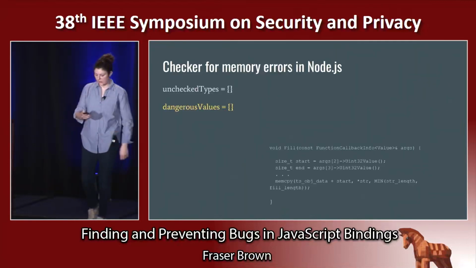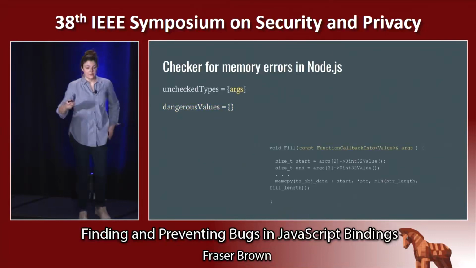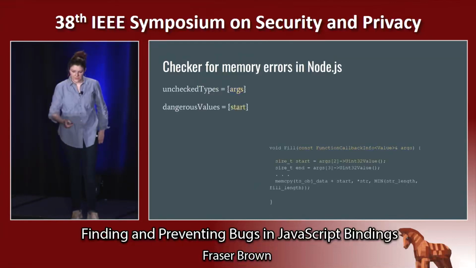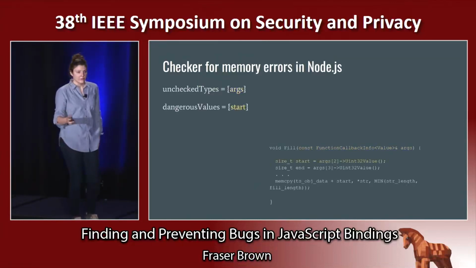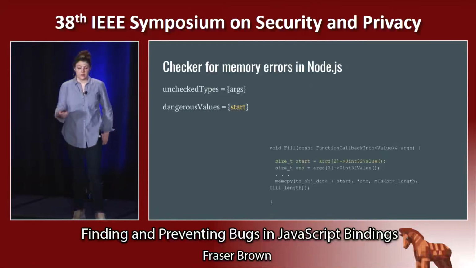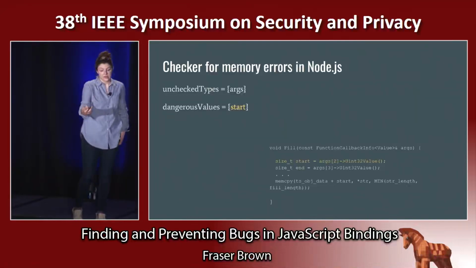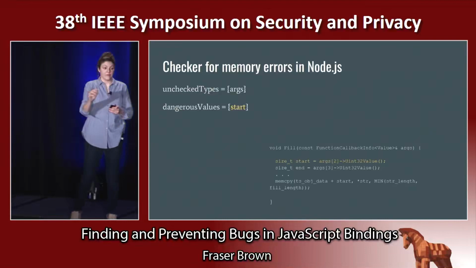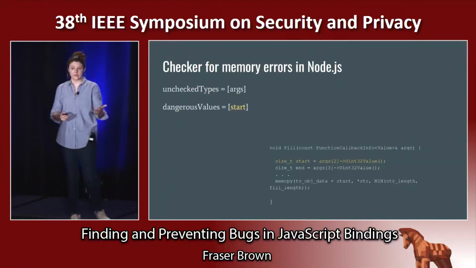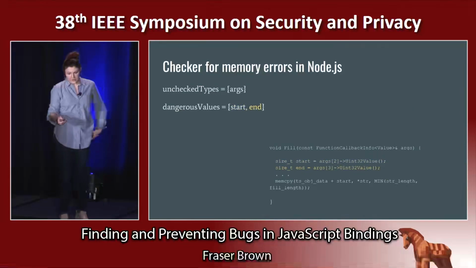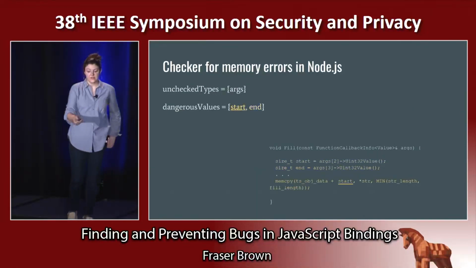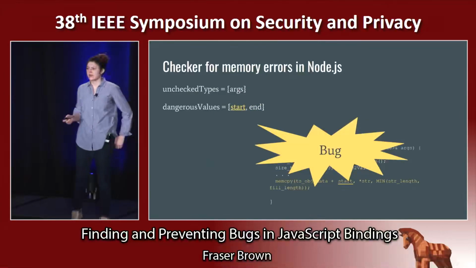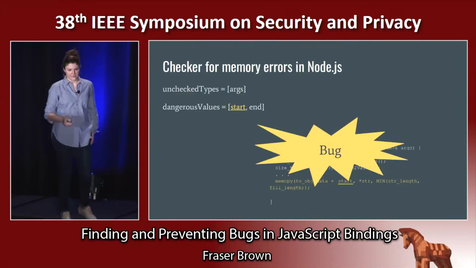This becomes a little more clear when we walk through it. So first, args is the argument to fill, so we're going to add it to unchecked types because it hasn't yet been explicitly type checked. When we get down here, we see that uint32, an implicitly casting function, has been called on argset2, and argset2 has not been type checked, right? So this could potentially call back into user JavaScript, allowing user JavaScript to affect the value of start. So we're going to add start to dangerous values. Same thing with end, and then because start shows up in this memcpy and in dangerous values, we're going to flag a bug. And this checker, I think, found 5 memory errors in Node and 1 false positive.